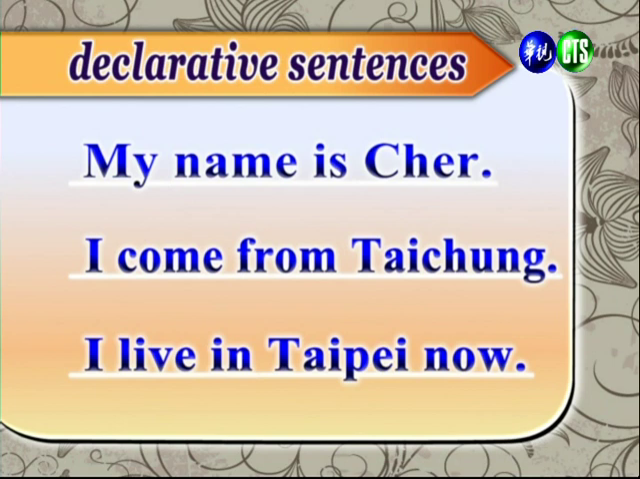And so we can also say that a declarative sentence can be either affirmative or negative. And these 3 sentences are affirmative sentences. And so what they're doing is telling something that's true.